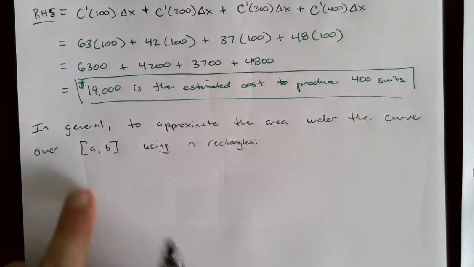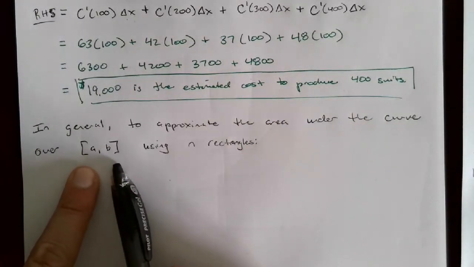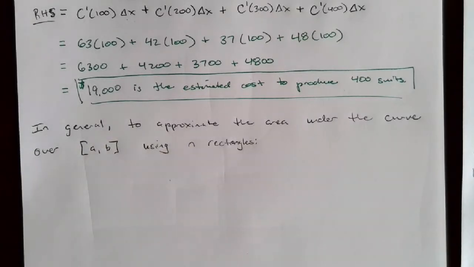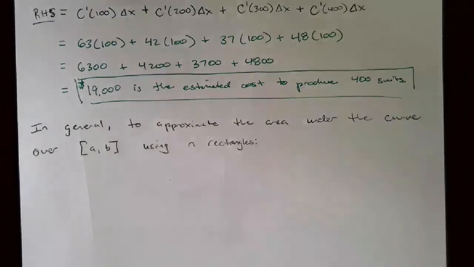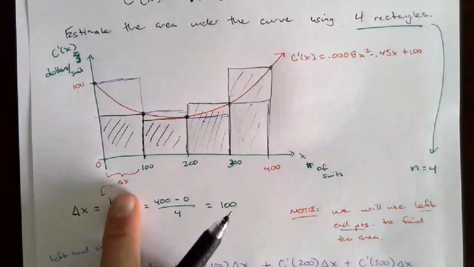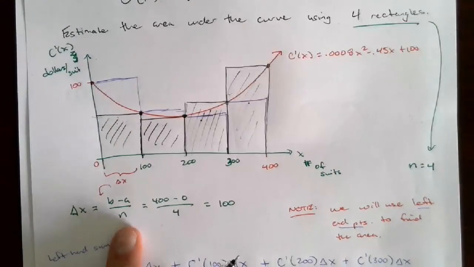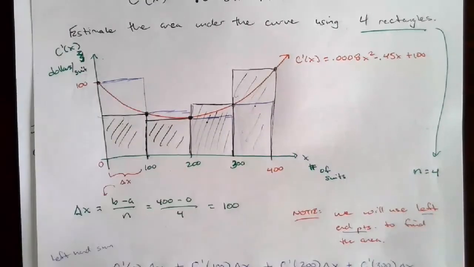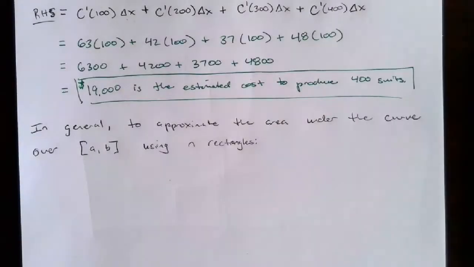Now, you have to remember that in our example, A to B was 0 to 400, and n, the number of rectangles they told us to use, was 4. That's why we had 4 values in our sum when we were adding it together, 4 terms. If you were asked to use more rectangles, that can happen, and that's okay. If you are using more rectangles, the delta x would get smaller. That b minus a over n would shrink because you're going to be using more rectangles over the same interval. So the width of the rectangles would be smaller.